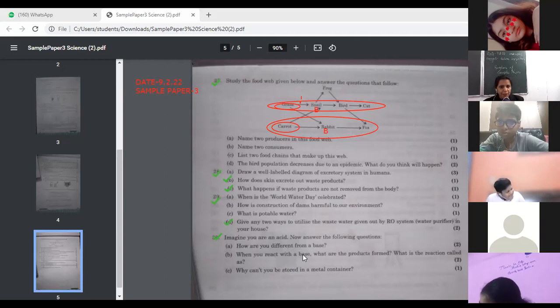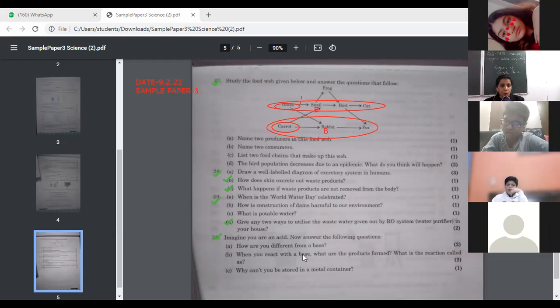When acid reacts with a base, what are the products formed? What is the reaction called? Ma'am, neutralization reaction. Yes. When acid reacts with a base, what are the products formed?